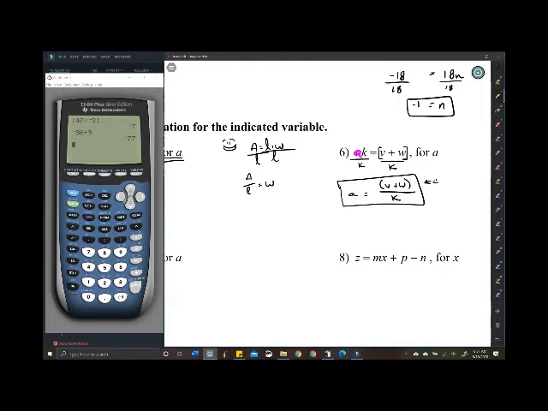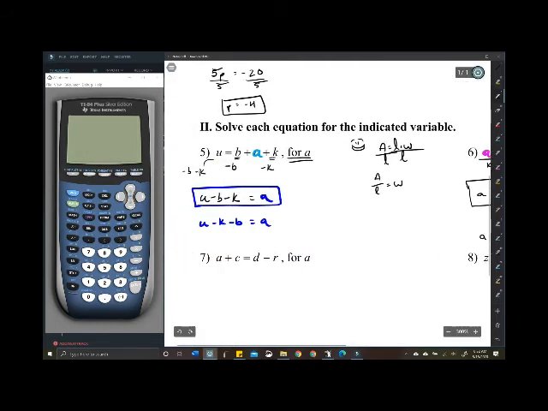What it's not, so let me just show you the little thing that it's not, this little skull and crossbones. A is not equal to v over k plus w, okay, because you have to distribute it to both. So that's why it's a little important there.